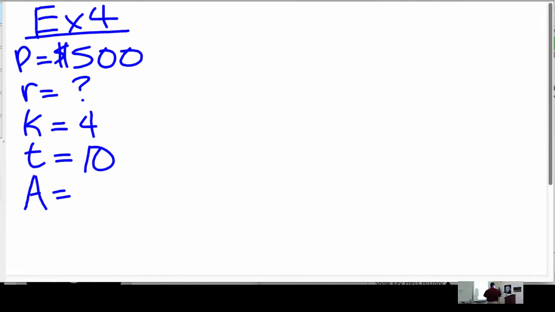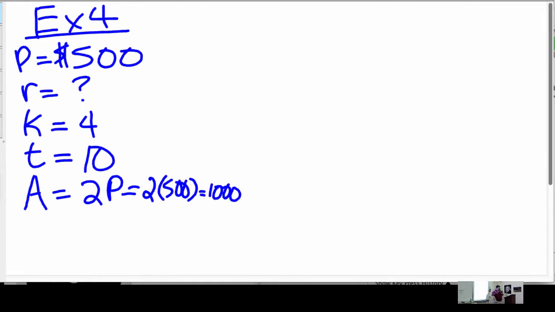Now it says he'll double his money. He started with 500, right? And he'll double his money. So what do I put for A? 1,000, that's true. I could put 1,000, but you know what Mr. Adams wants you to think? I want you to think 2 times what he started with, 2P. And then that would be 2 times 500, which is 1,000.